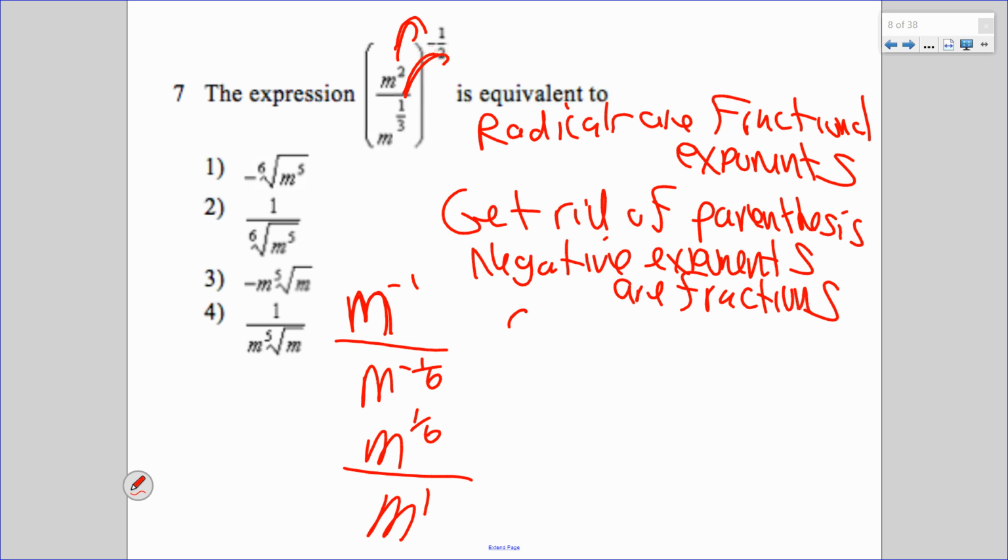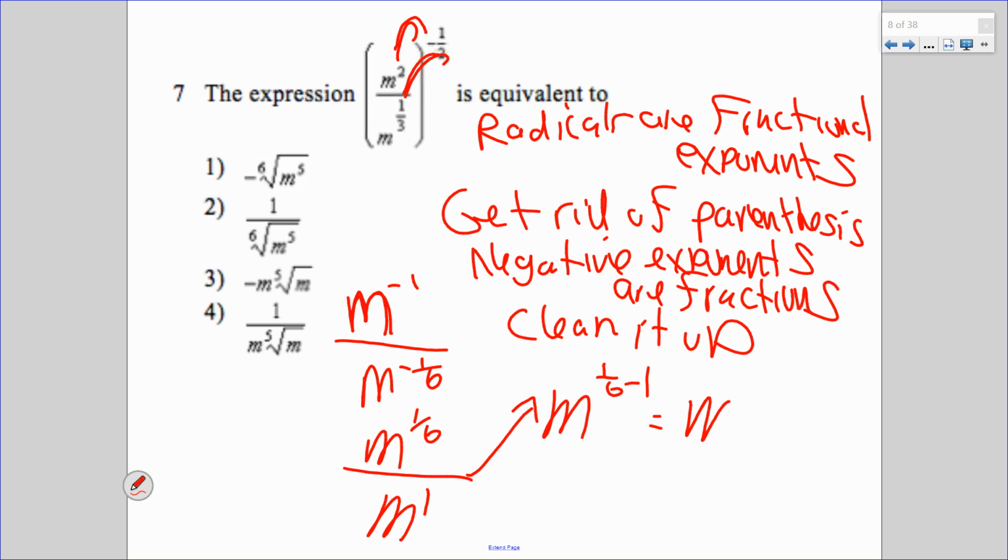Your final step, clean it up. That can mean a lot of different things. In this case, I'm dividing. When I divide, I subtract the exponents. 1/6 minus 1. Well, I know you're all fantastic with your subtracting of fractions. Use a calculator if you need to. It's going to give you m to the negative 5/6.